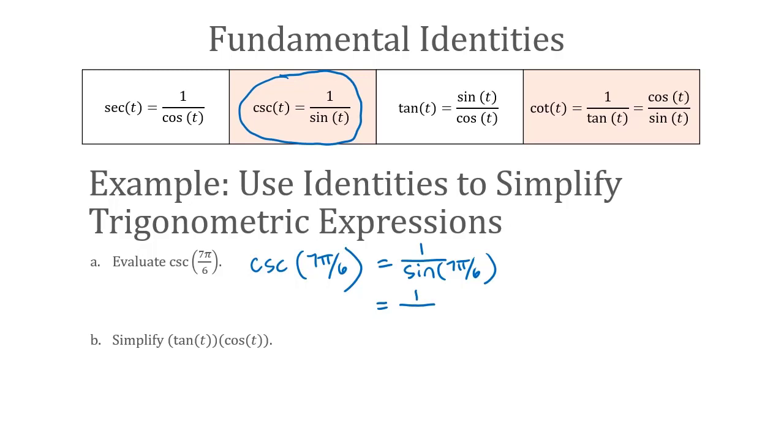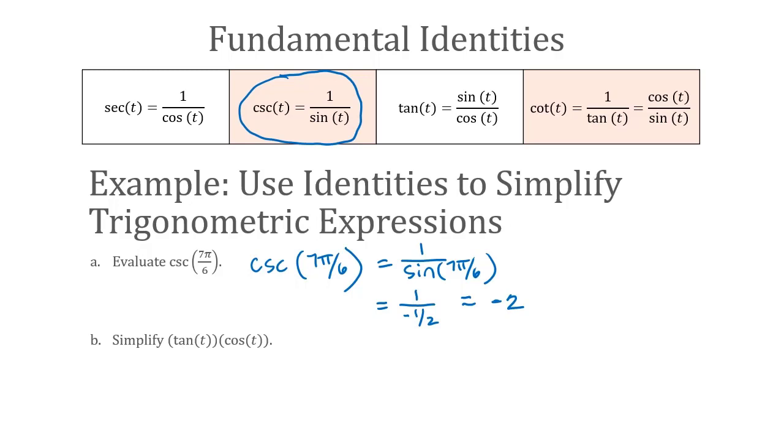I know that it has a reference angle of pi over 6. I know that it's in the third quadrant. And so that makes the sine negative. And I know that the sine of pi over 6 is 1/2. So this has got to be negative 1/2. And when I simplify that, I get -2. All right, so the cosecant of 7 pi over 6 is equal to -2.